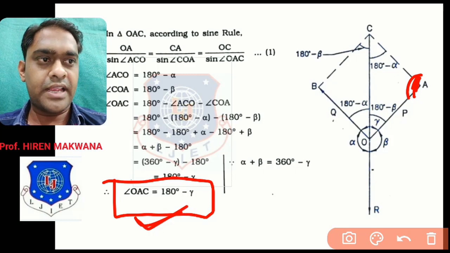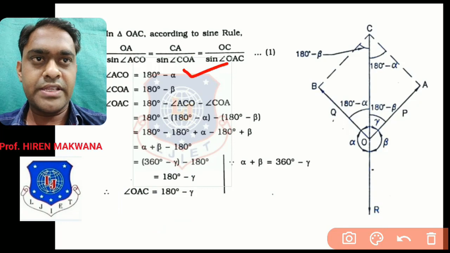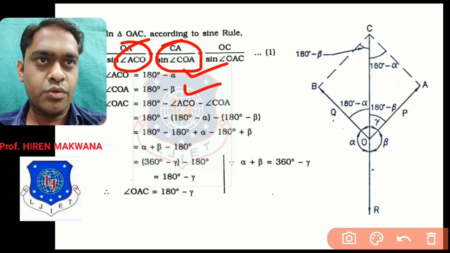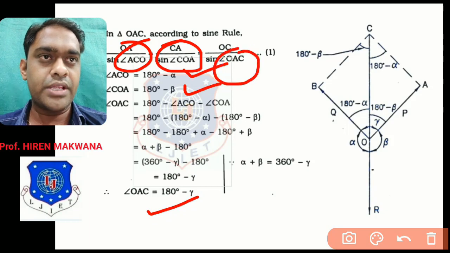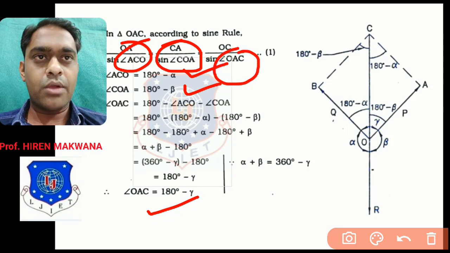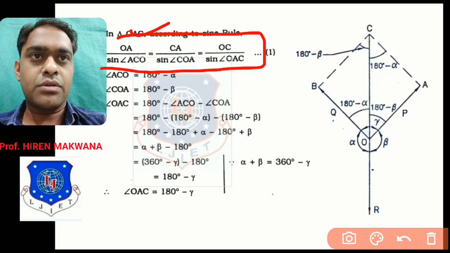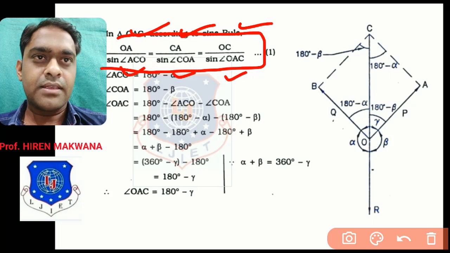So here are the three angles. Which three? First one is ACO, to be replaced over here. Second one is COA, to be replaced over here. And third one is 180 minus gamma, that is OAC, which is replaced over here. So now in this equation number 1, replace all the three sides and replace all the three angles.